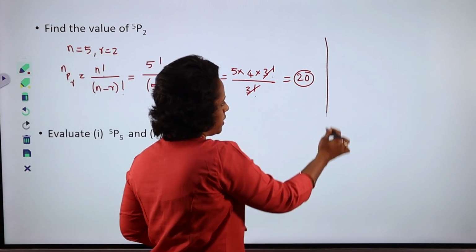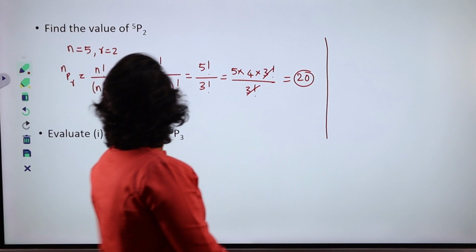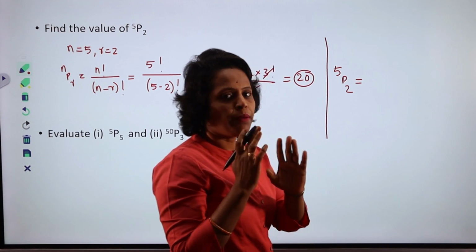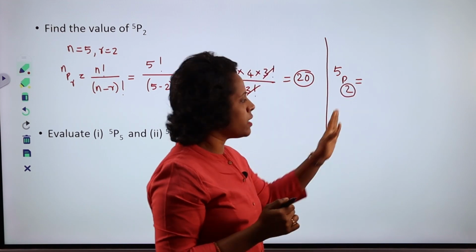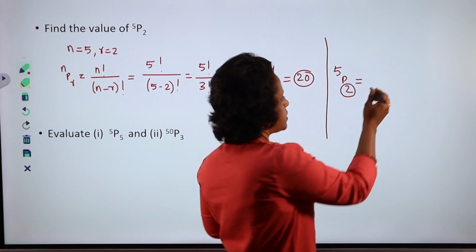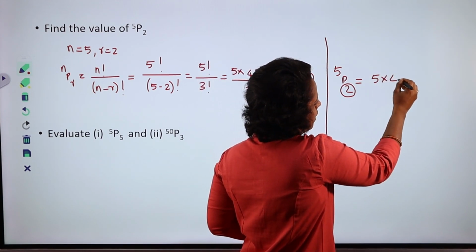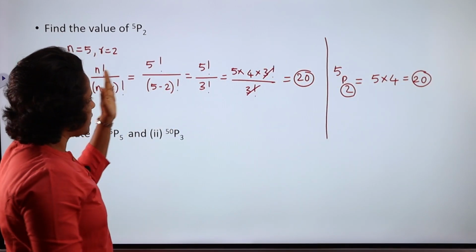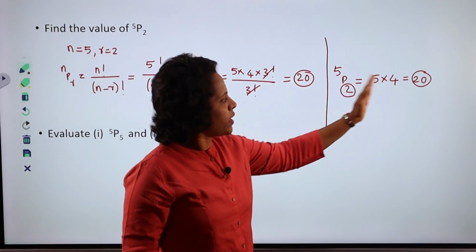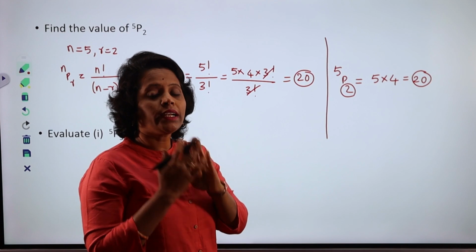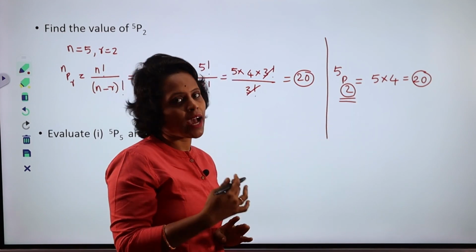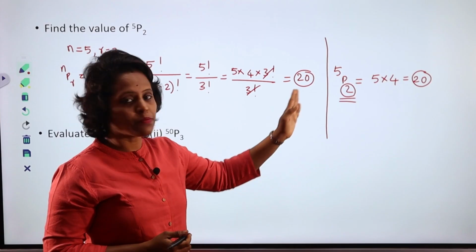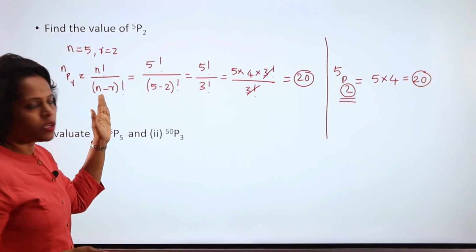Now, I have a short trick here. You don't have to write all these steps, right? 5P2 can be written as the multiplication of 2 digits. Why 2? Because the value of r is 2. We are taking only 2 digits, so I'll take the multiplication of 5 and 4, which is equal to 20. We got our answer here. You can skip all these steps and directly write 5P2 as 5 into 4, only 2-digit multiplication because r is equal to 2. It's better to learn that trick. The traditional method will be the one before.